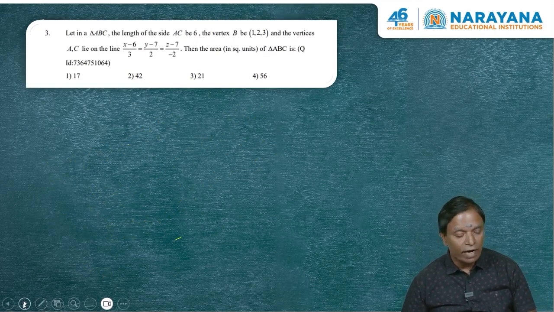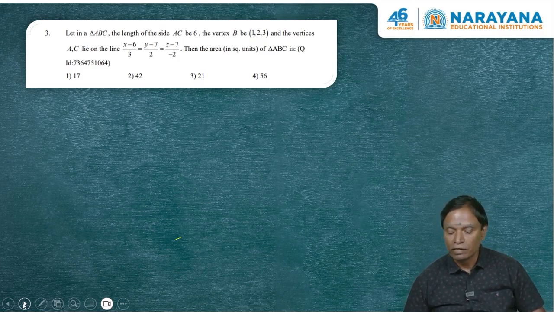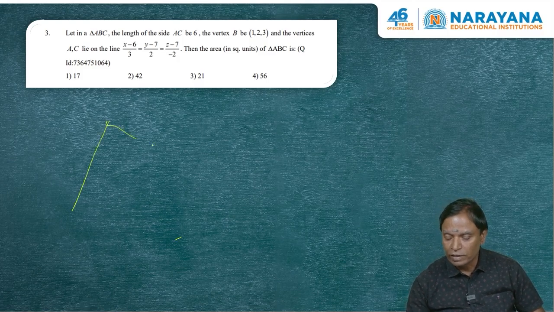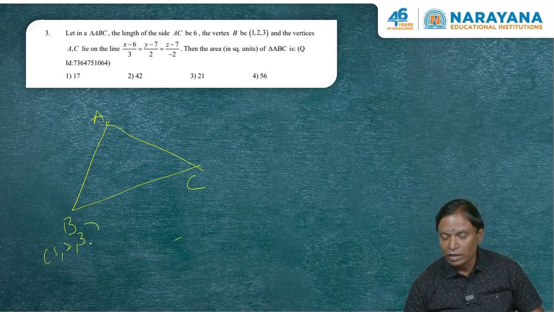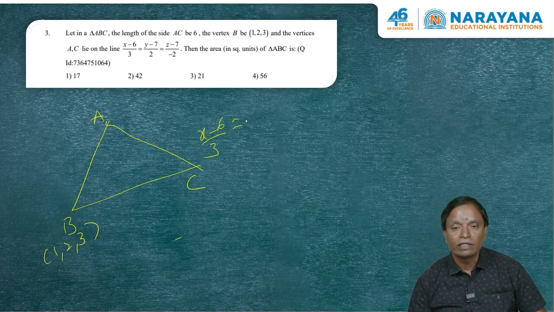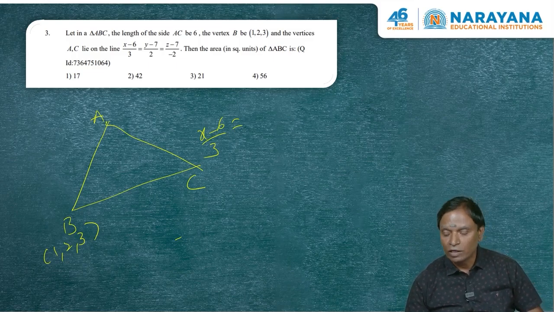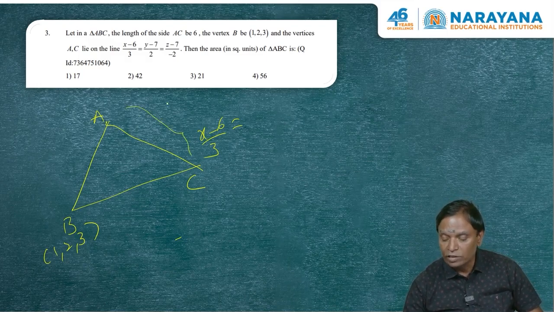You are given a triangle ABC. You are given the length of the side AC and the vertex B. So if you observe, this is the triangle ABC. You are given the vertex B (1, 2, 3) and the side AC is (x minus 6) by 3 is equal to (y minus 7) by 2 is equal to (z minus 7) by minus 2. Then you are asked to find the area of the triangle. Now you are given the length of the side AC is 6 units.